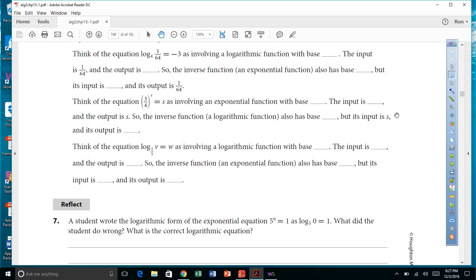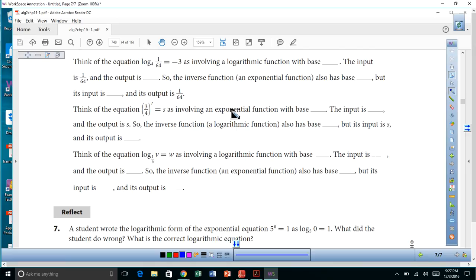Think of the equation 3/4 to the r equals s as involving an exponential function with a base of 3/4. Its input is r and its output is s. So the inverse function, a logarithmic function, also has a base of 3/4, but its input is s and its output is r.